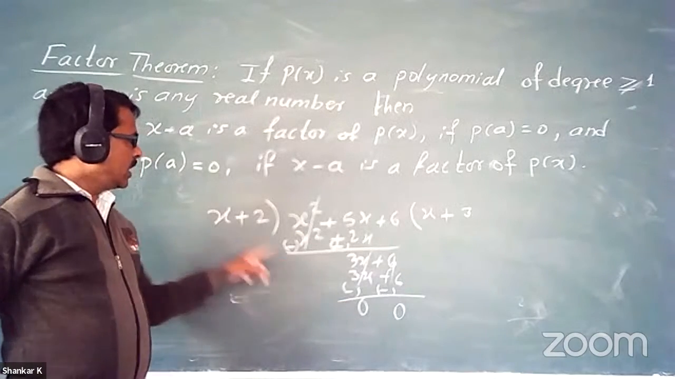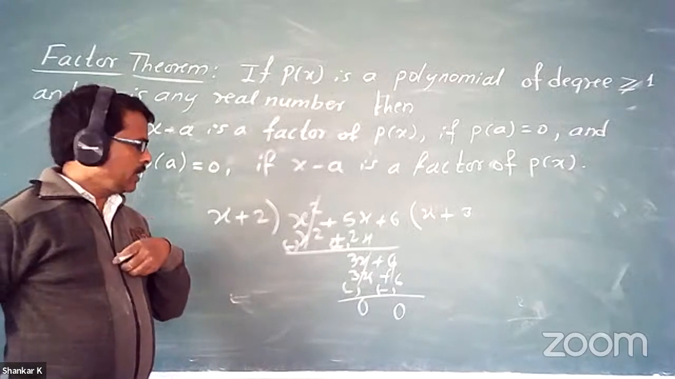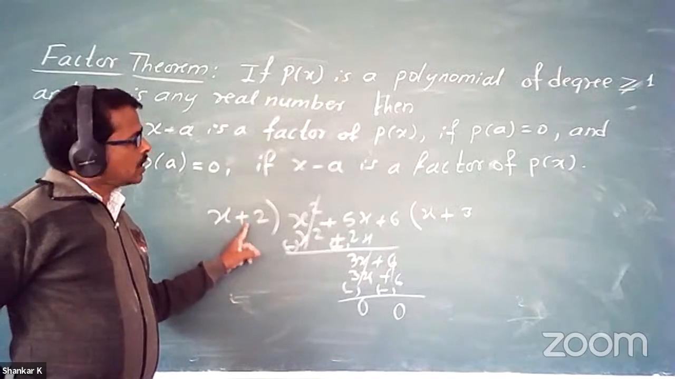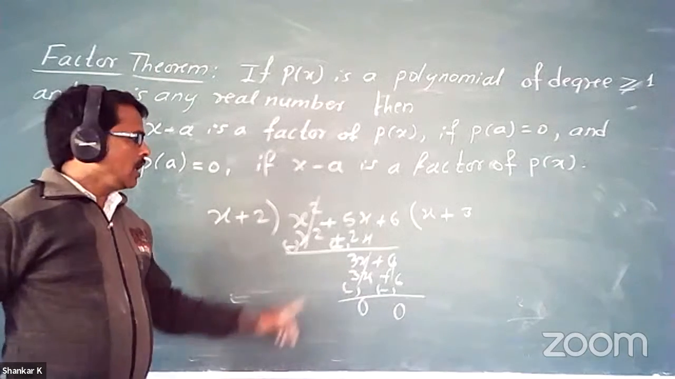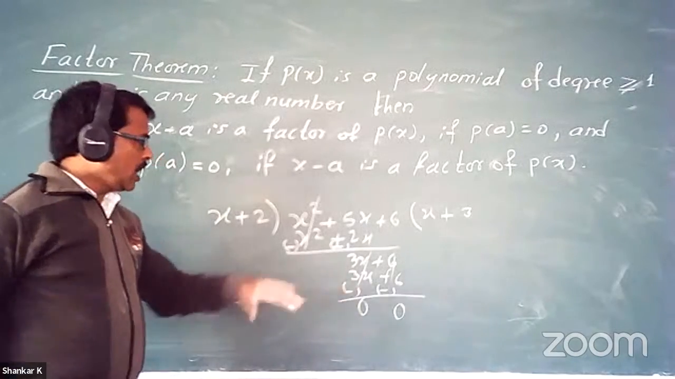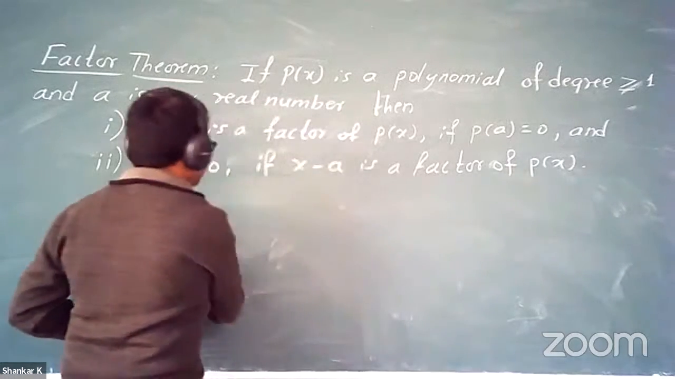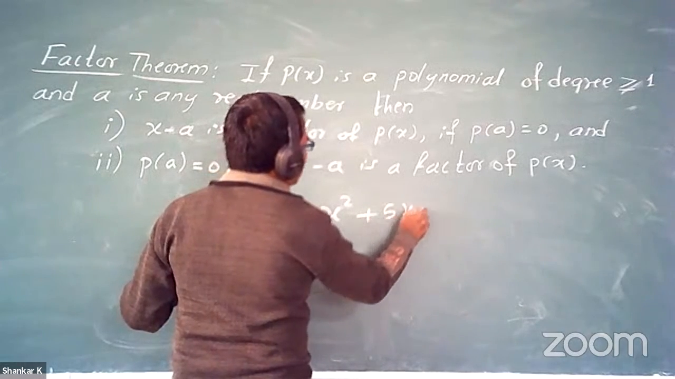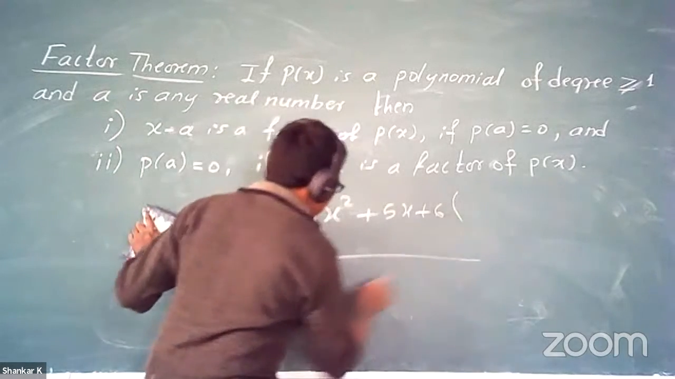If remainder is 0, x plus 2 is a factor. Okay. If remainder is 0, x plus 2 is a factor. Okay. Now actually I divided. Not necessary to divide because we know remainder theorem. What is remainder theorem? When x square plus 5x plus 6 is divided by x plus 2, remainder is given by p of a.